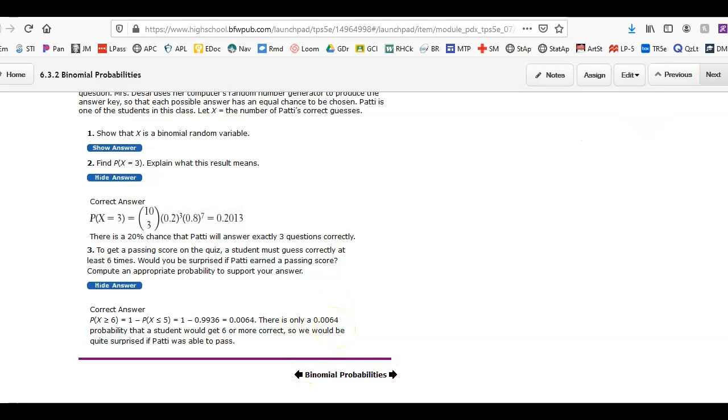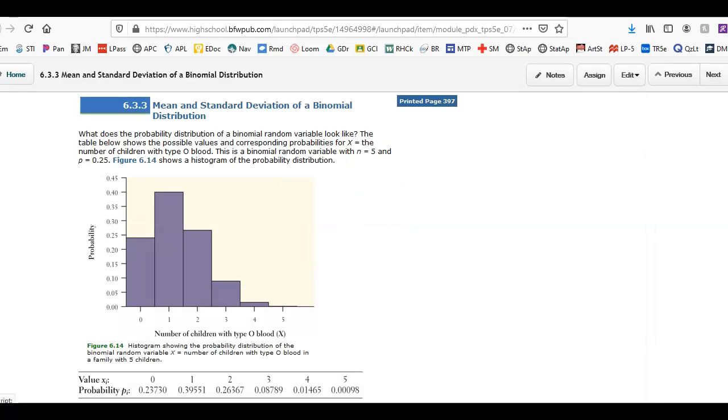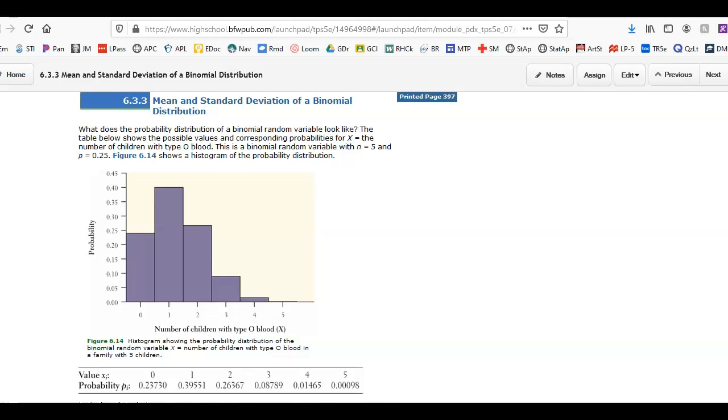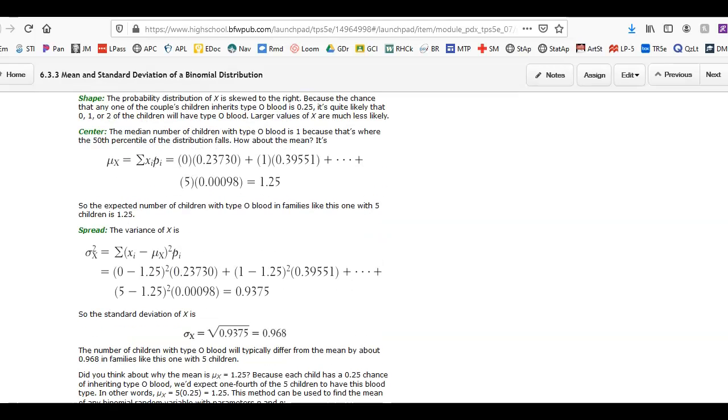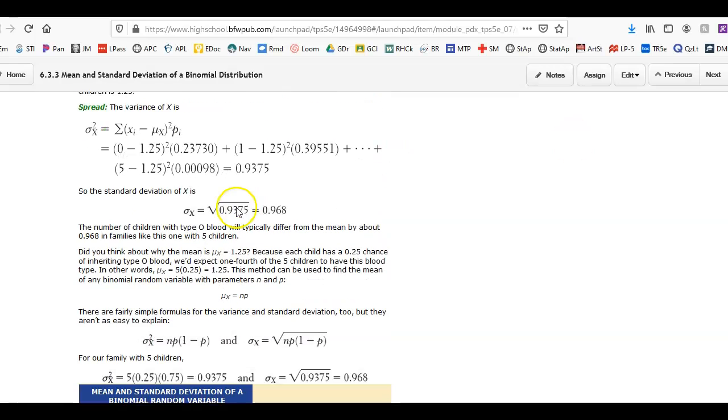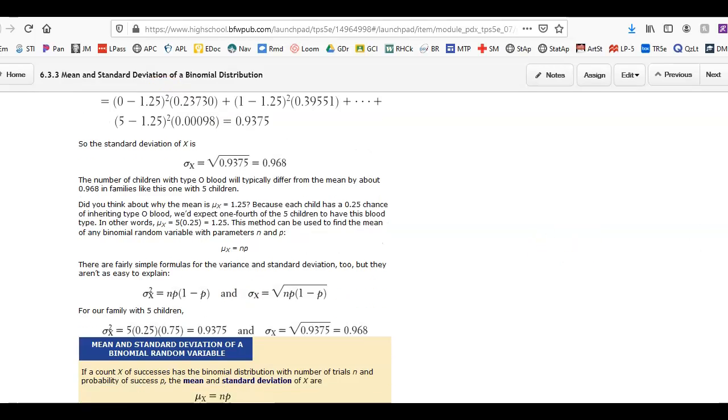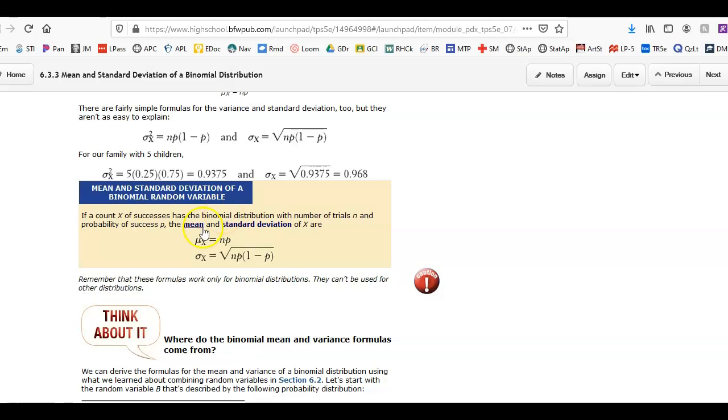All right, let's carry on to how do you calculate the mean and standard deviation of a binomial distribution. So the good news is there's formulas for you here. Basically, for the mean, they're going to go through the proof here on how to get it from last unit. If you'd like to go through that, you can. I'm just going to go down to the summary.